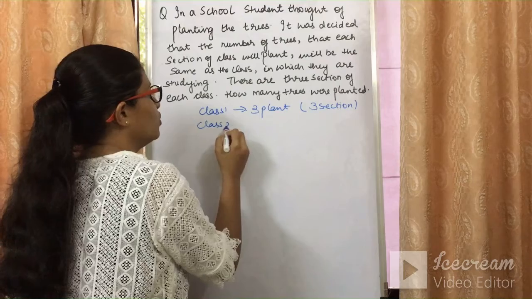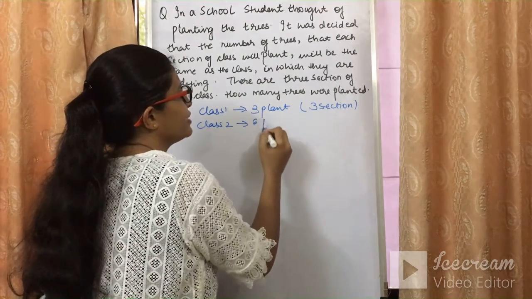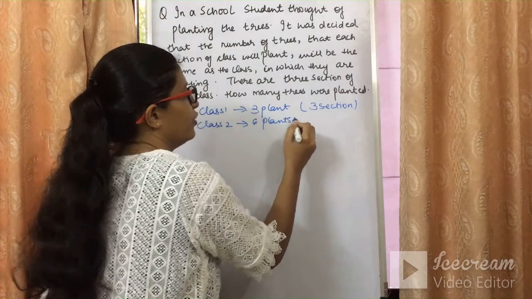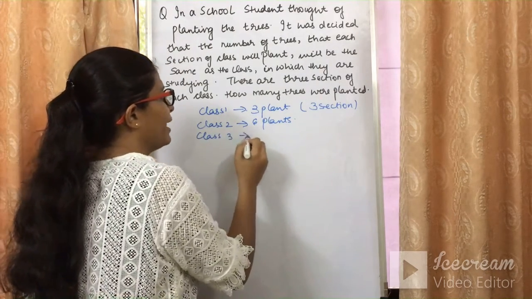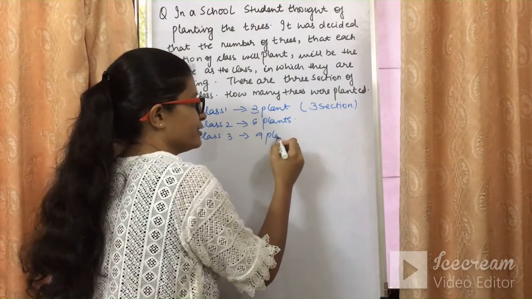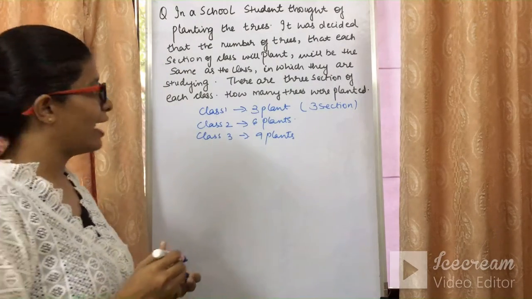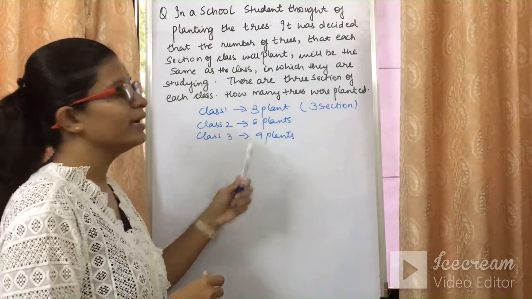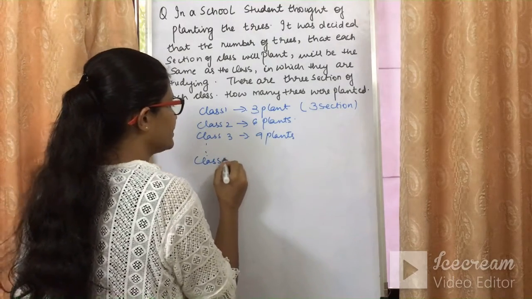Similarly, for class 2, each section is going to plant 2 plants. So 2 into 3 will be 6 plants planted by class 2. Similarly, for class 3, how many plants are they going to plant? 3 into 3, that is 9 plants. One section will plant 3 plants, and the total of 3 sections will plant 9 plants, and so on. So how many classes are there? We have up to class 12.